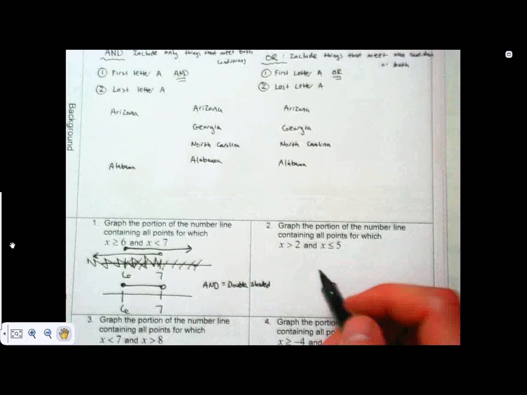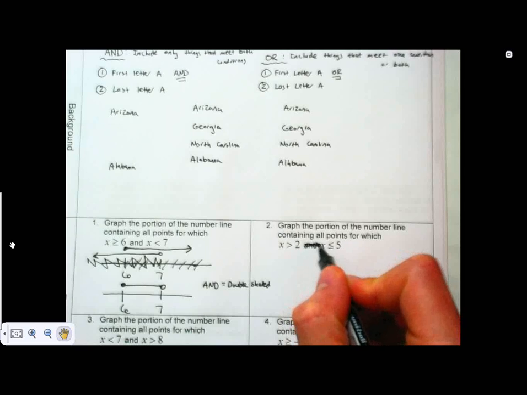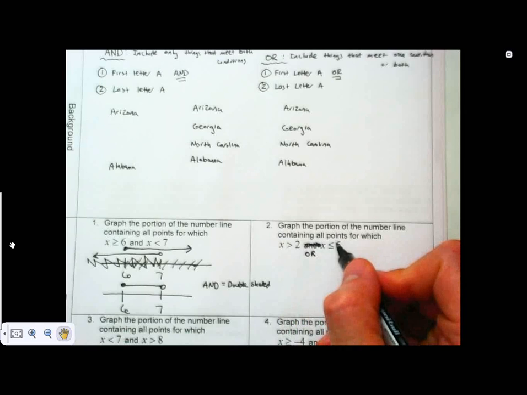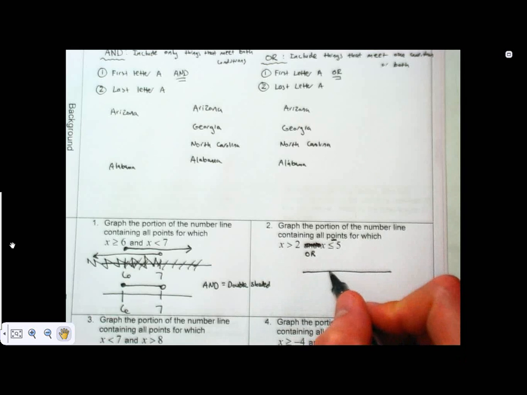Okay, let's take a look at number 2. And I'm going to change it slightly so that instead of doing an and graph, we're going to do an or graph. And then instead of having x is less than or equal to 5, I'm going to change it to x is less than or equal to negative 5. So my steps are going to be the same. My first step is to graph out each inequality separately. So I'm going to graph out negative 5 and 2.